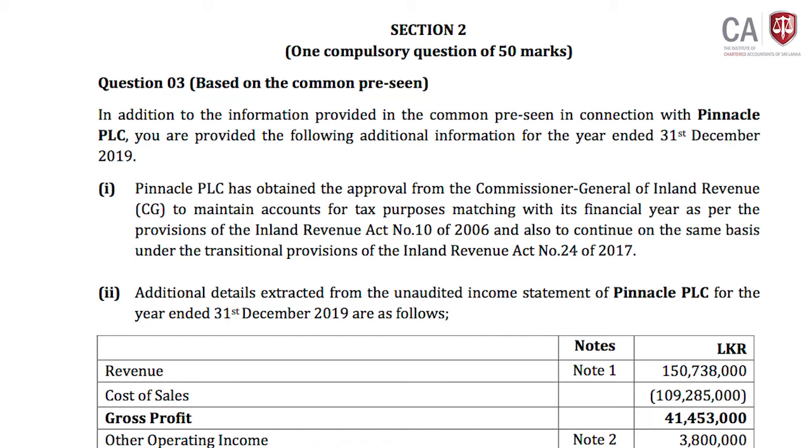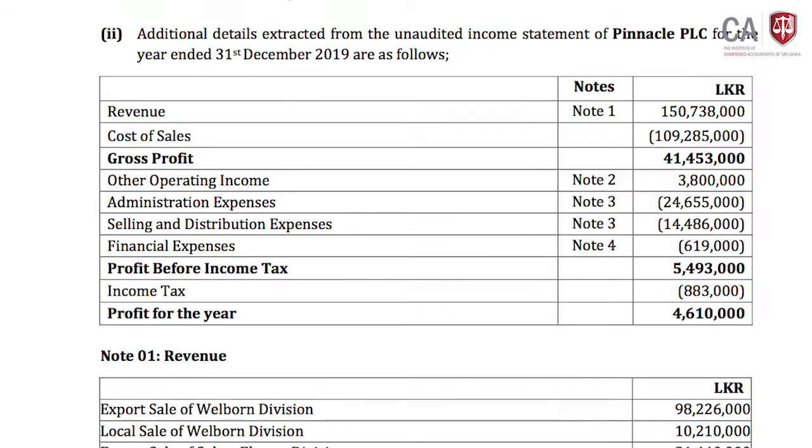Then the next part, Roman 2, additional details extracted from the unaudited income statement of Pinnacle PLC for the year ended 31st December 2019 are as follows. Now, revenue, this information is given.